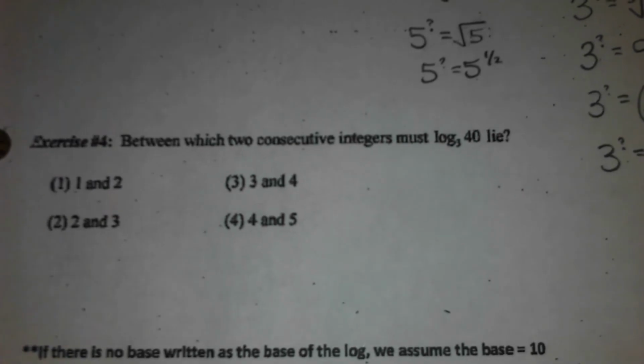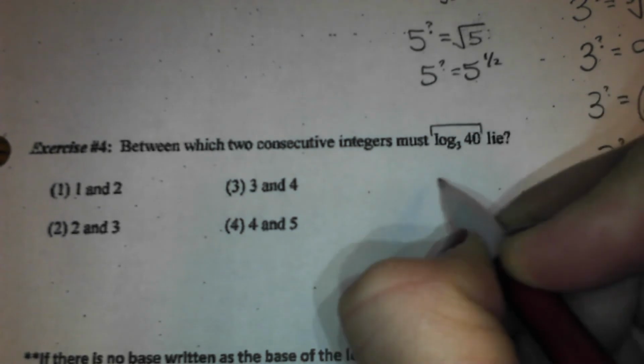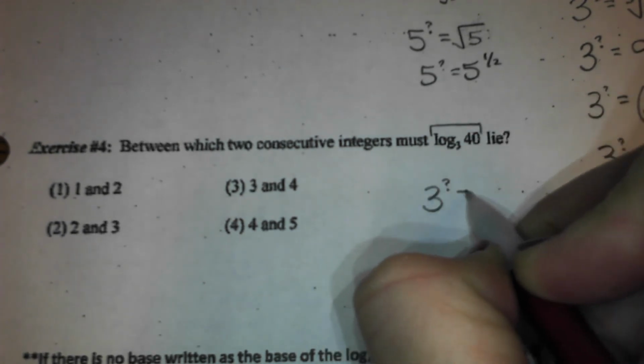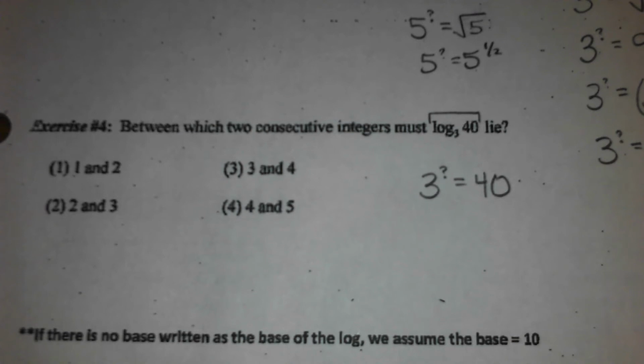Therefore, they're not asking us. They're saying between which 2 consecutive integers must this lie? So we want to figure out essentially the value for this. So 3 to what power equals 40? It doesn't work out beautifully, right? Nothing exact is going to get us 40.